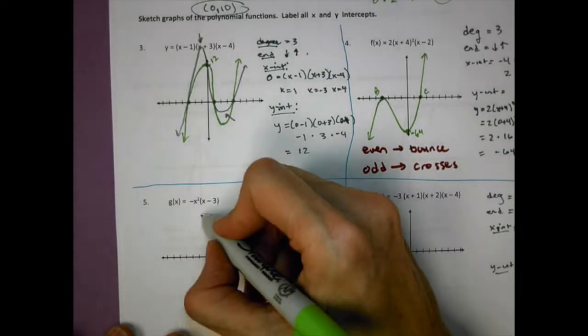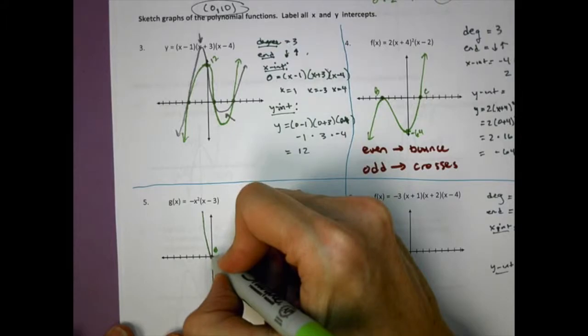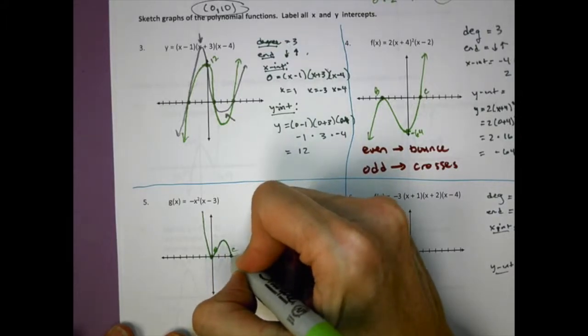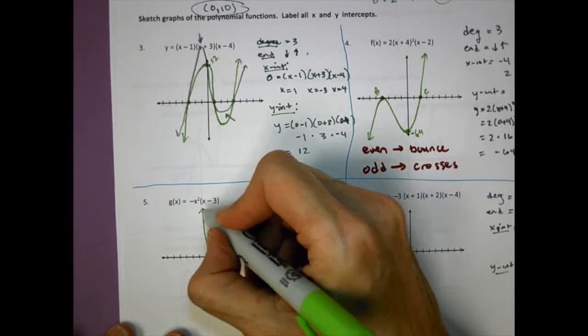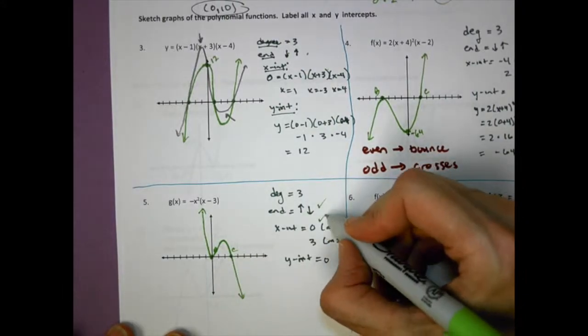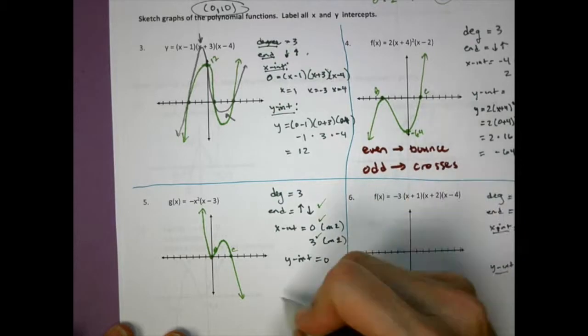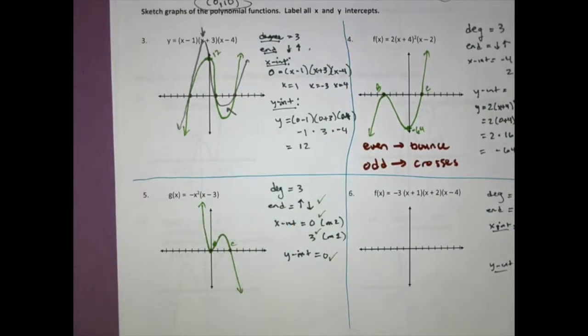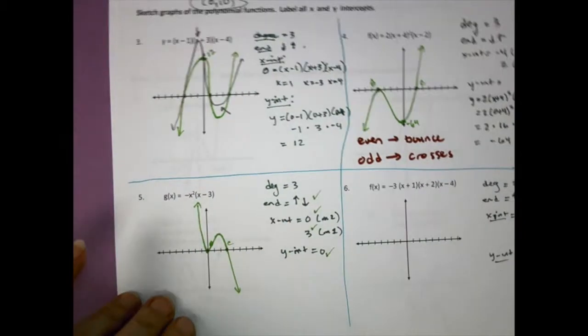I'm going to start high. I'm going to bounce off that, and then I'm going to cross and end low. Starts high, ends low, yep. X-intercept bounces, yep. X-intercept crosses, yep. Y-intercept 0, yep. And so you'll get through each one of those graphs. And so that's what's going on with this.